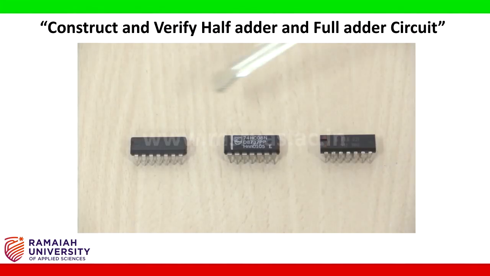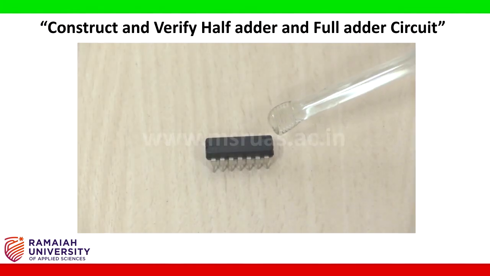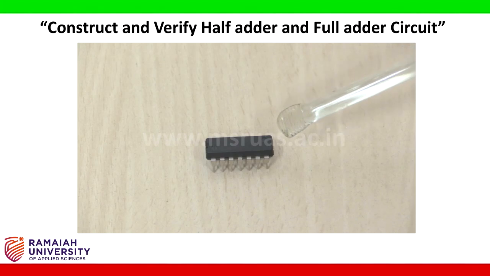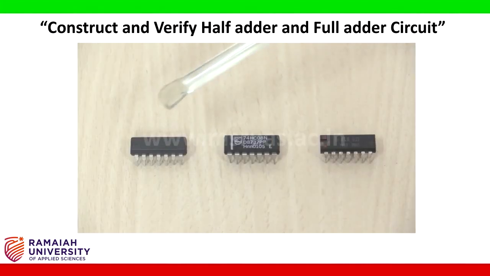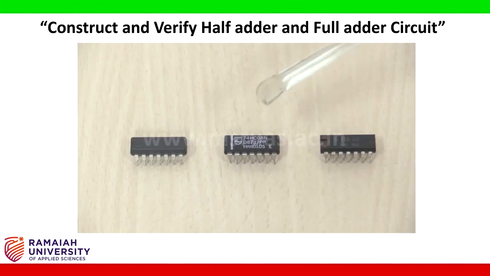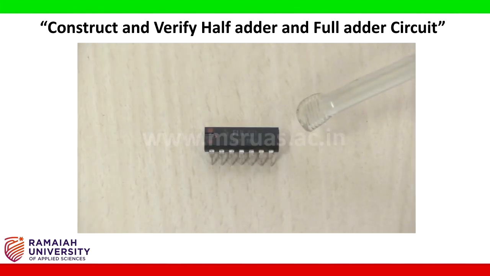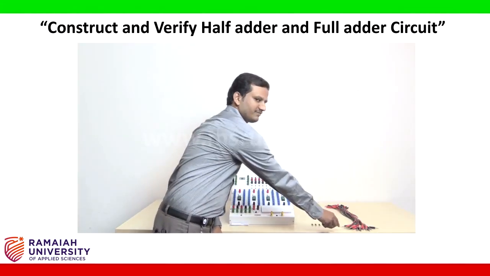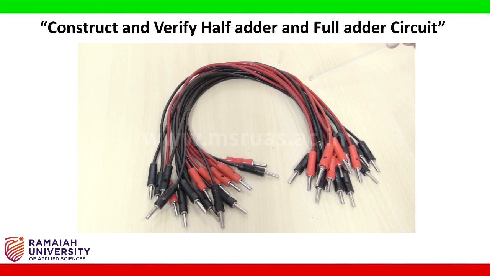So these are the ICs which we are using in this experiment. This is IC 7404. It represents the NOT gate and it consists of 6 single input NOT gates, and this is 7408 IC, which consists of 4 dual input AND gates, and this is 7432 IC, which consists of 4 dual input OR gates. And these are the patch cards which are used to connect the circuit.